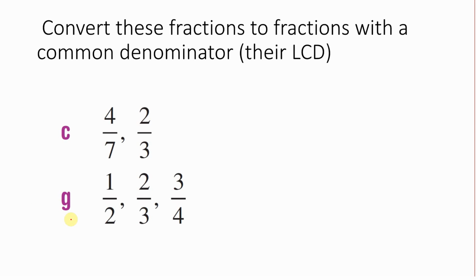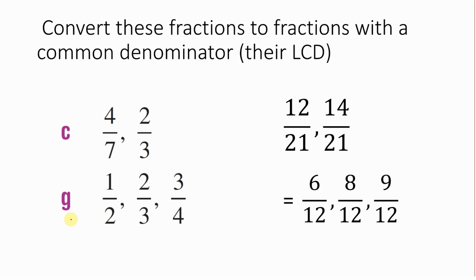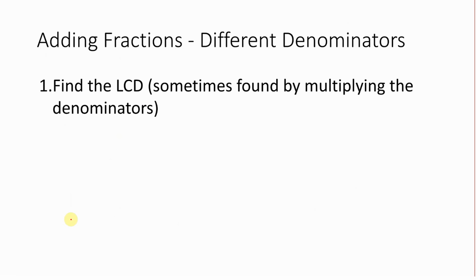Now, I want you to convert these fractions to fractions with a common denominator, their lowest common denominator. Go. So pause the video and go. When you've done, press play. So the answer to the first one was 12 over 21 and 14 over 21. The answer to the second one, 6 over 12, 8 over 12, and 9 over 12.